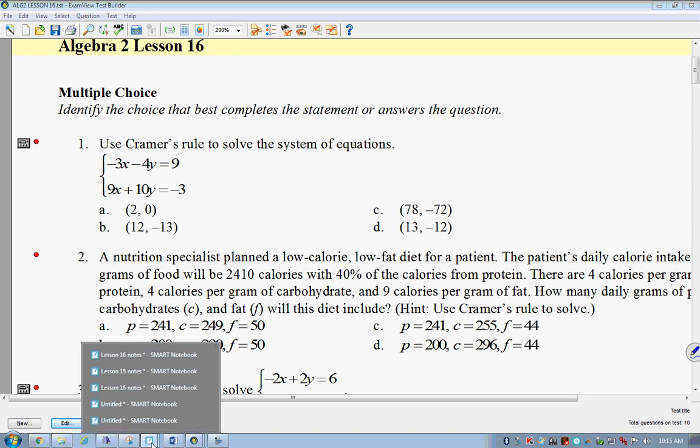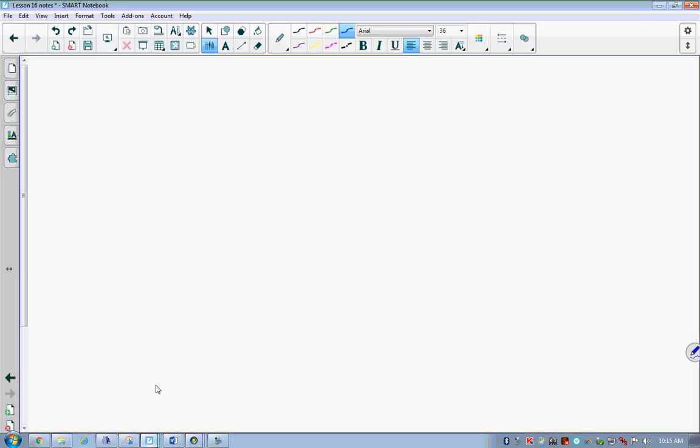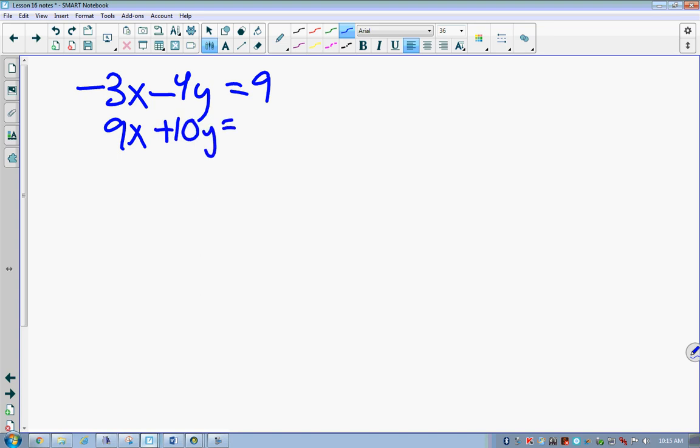All right, I'm going to go back and I'm going to work these out on a blank page. Okay, so we start off with negative 3x minus 4y equals 9 with 9x plus 10y equals negative 3. So I'm going to work this first one out for you. Okay, I'm going to explain it as I go, but after this I want you guys to start inputting some information, all right?